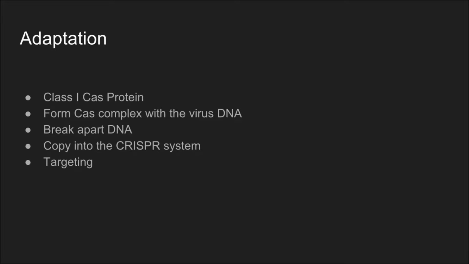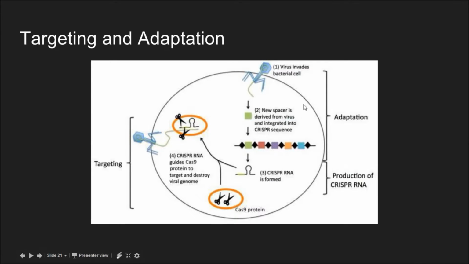Adaptation is the second case that we need to consider, where the spacer DNA is not present. In this case, what happens is CRISPR forms a class 1 Cas protein. This class 1 Cas protein takes the virus DNA inside, breaks it apart, copies it into the CRISPR system, and now that it has the spacer DNA of the virus, it uses the targeting approach, as discussed in the previous slides. So targeting and adaptation work like this, and it's shown in the diagram pretty clearly.